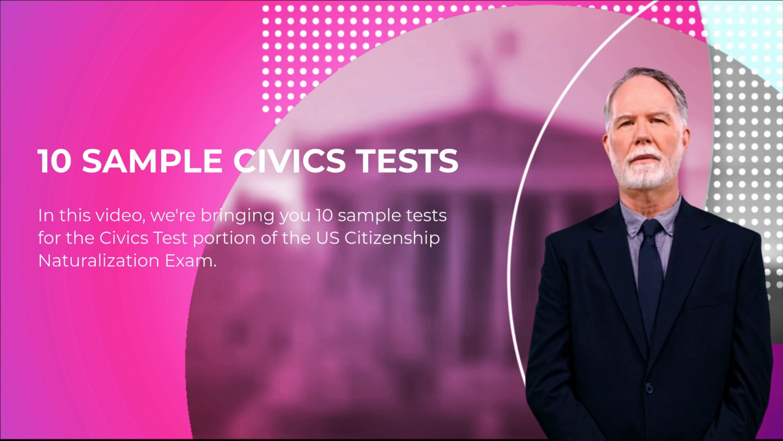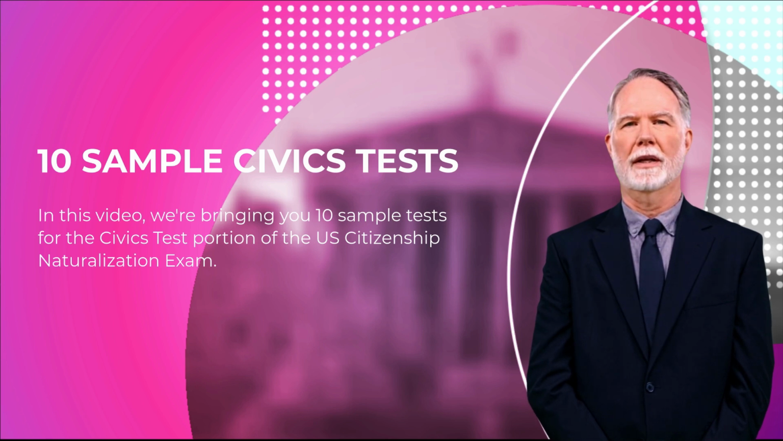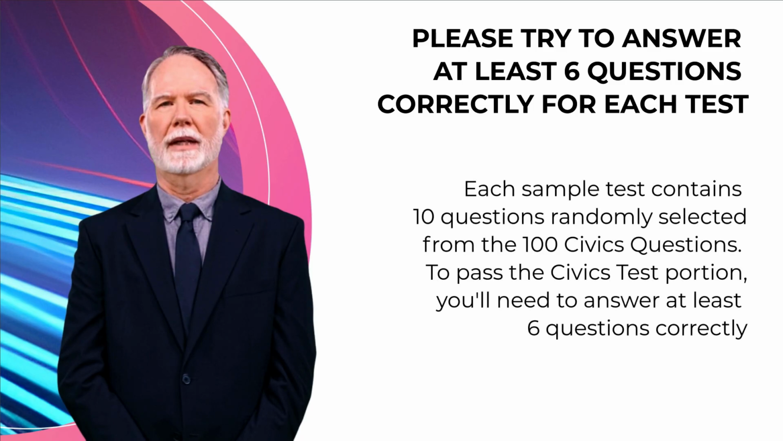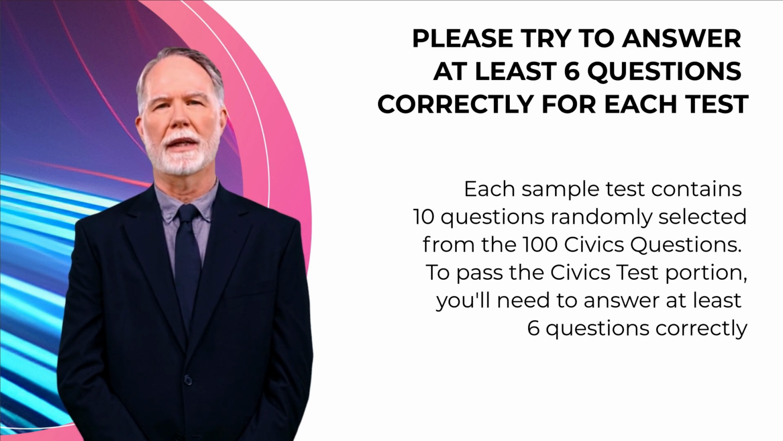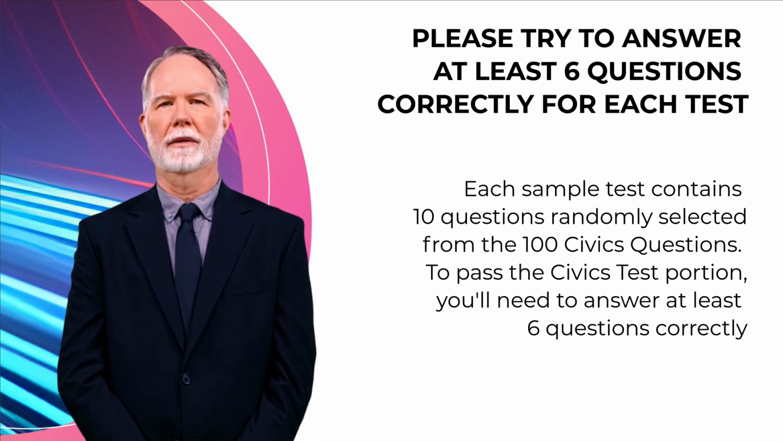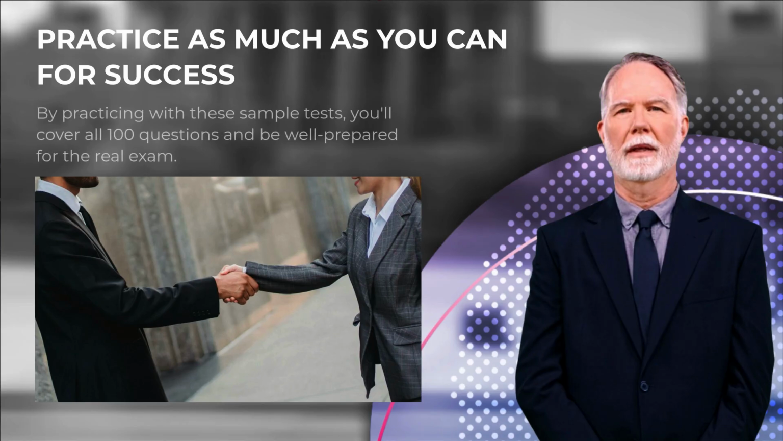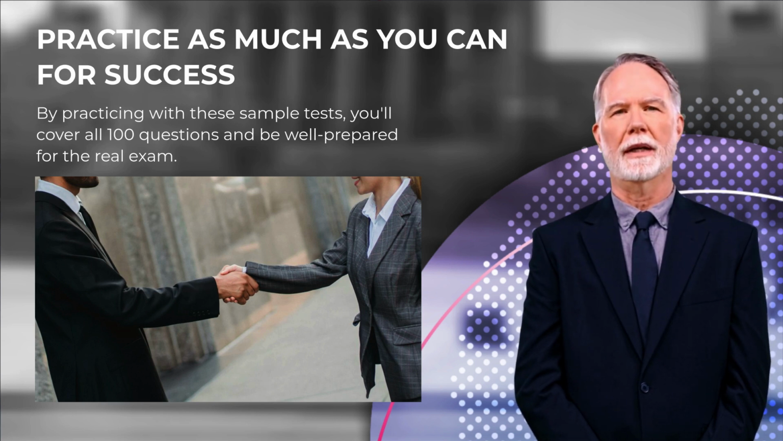In this video, we're bringing you 10 sample tests for the Civics Test portion of the US Citizenship Naturalization Exam. Each sample test contains 10 questions randomly selected from the 100 Civics Questions. To pass the Civics Test portion, you will need to answer at least 6 questions correctly. By practicing with these sample tests, you will cover all 100 questions and be well prepared for the real exam.